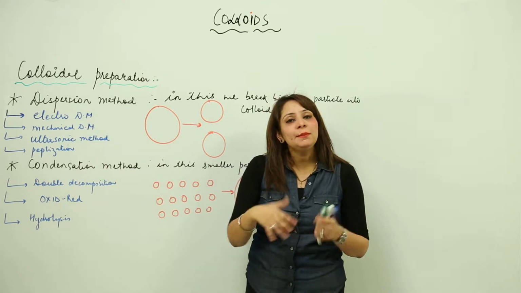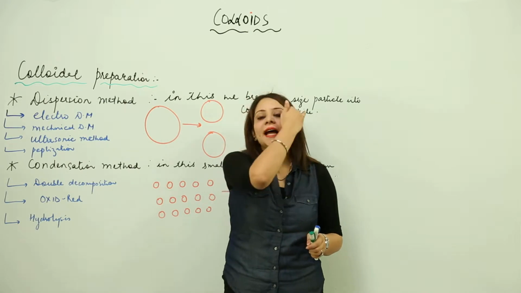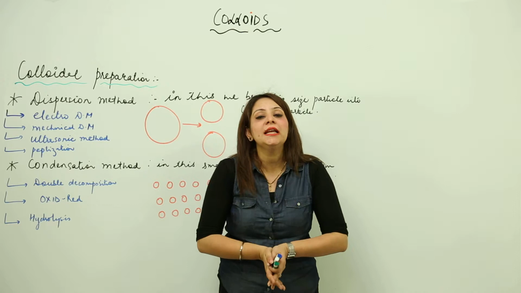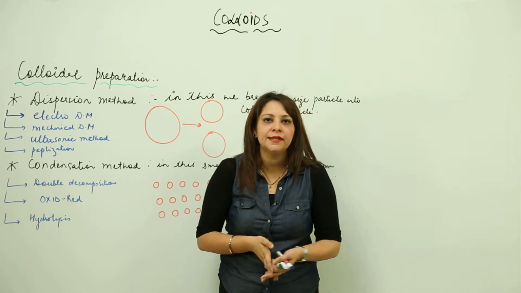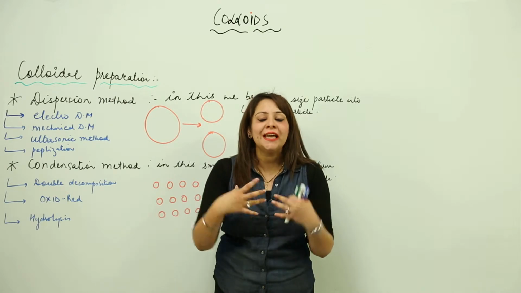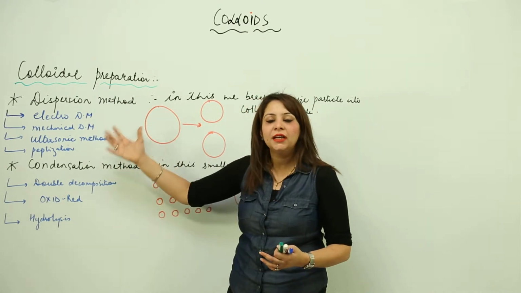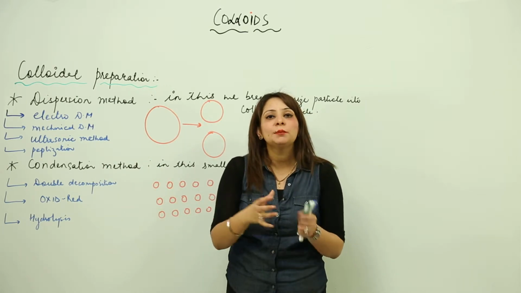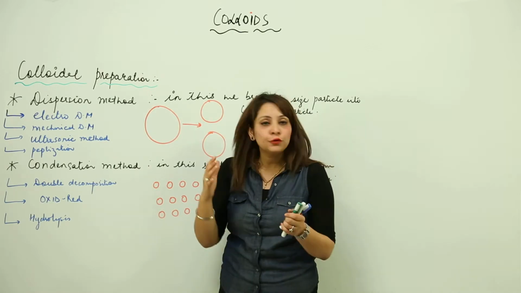Whichever method we apply, what we need is that the dispersed phase particles in the dispersion medium should fall in a range of 1 nanometer to 1000 nanometer. This is the criterion we will think about when picking any of the processes. We just need to concentrate that the particle size should lie in that given range, right? So we have two methods.